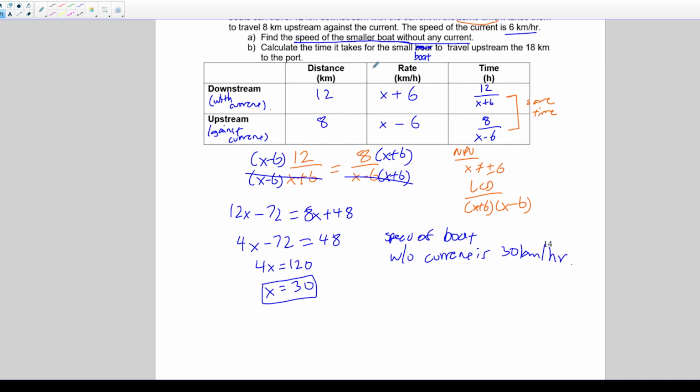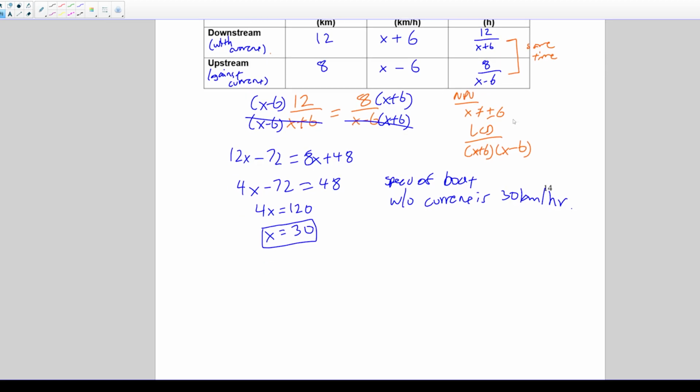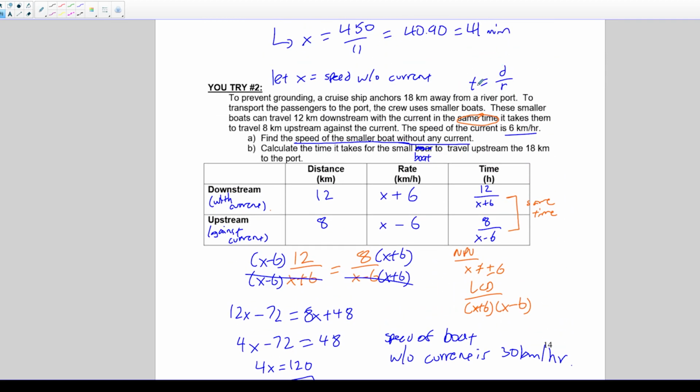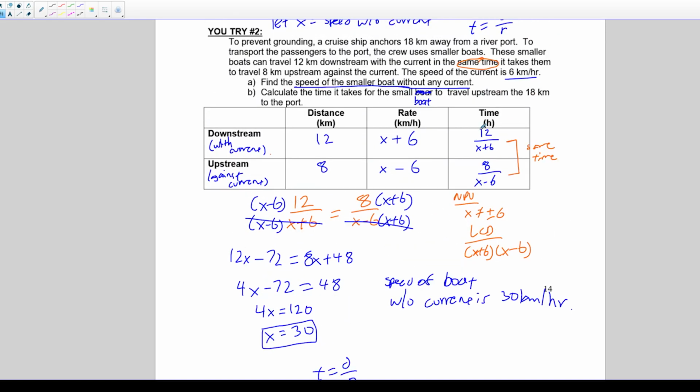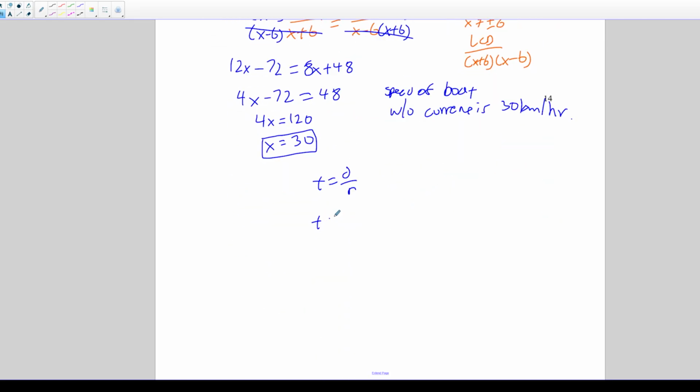The second part asks us to calculate the time it takes for the smaller boat to travel upstream 18 kilometers. Again, we're going back to our formula: t is equal to d over r. We said that we're traveling 18 kilometers, so time is equal to 18 kilometers over 30. 18 over 30 gives us 0.75 hours. So really, we're just looking at 45 minutes. And we are all done.